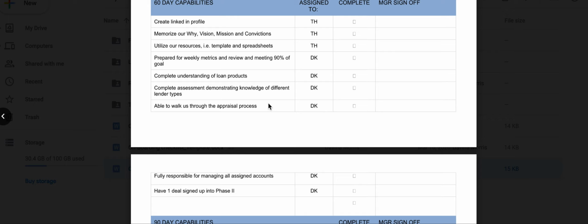Again, important. Show us that you're fully responsible for managing all assigned accounts. You'll be responsible for managing your account. And then finally, have one deal up into phase two. This is basically you've booked a loan at this point at the end of 60 days to demonstrate that there's going to be success. So that's the second tranche.